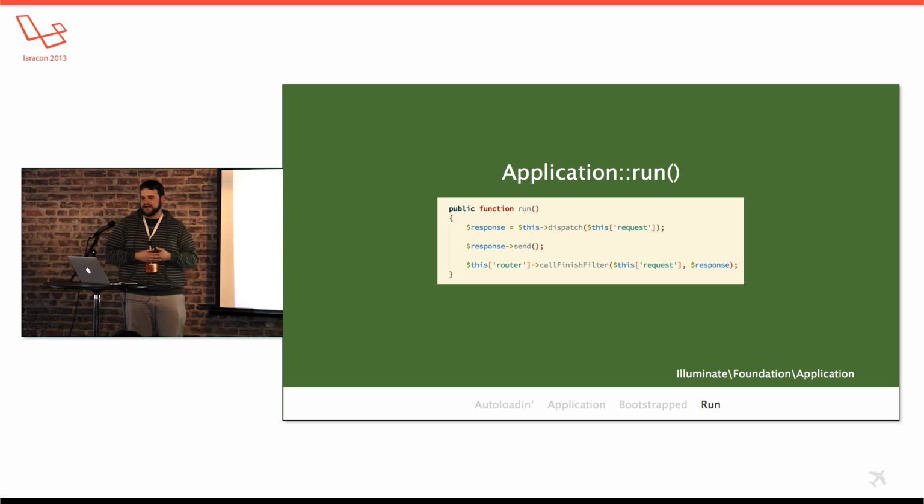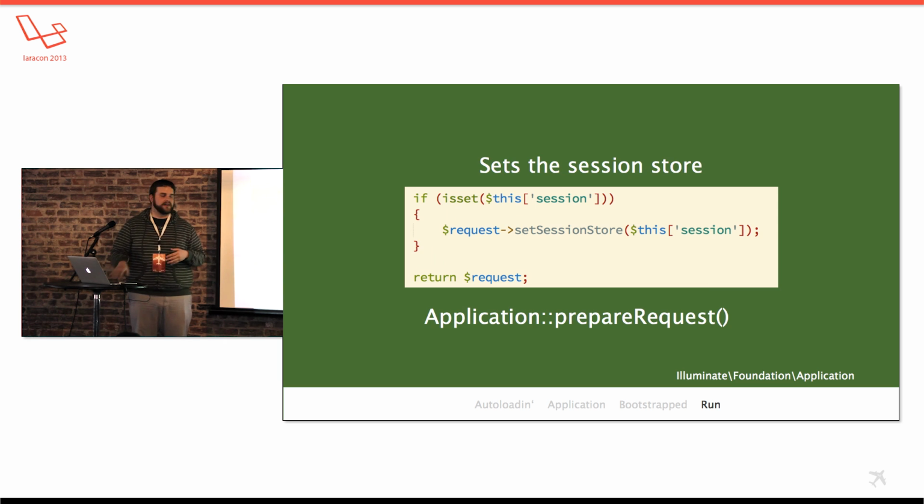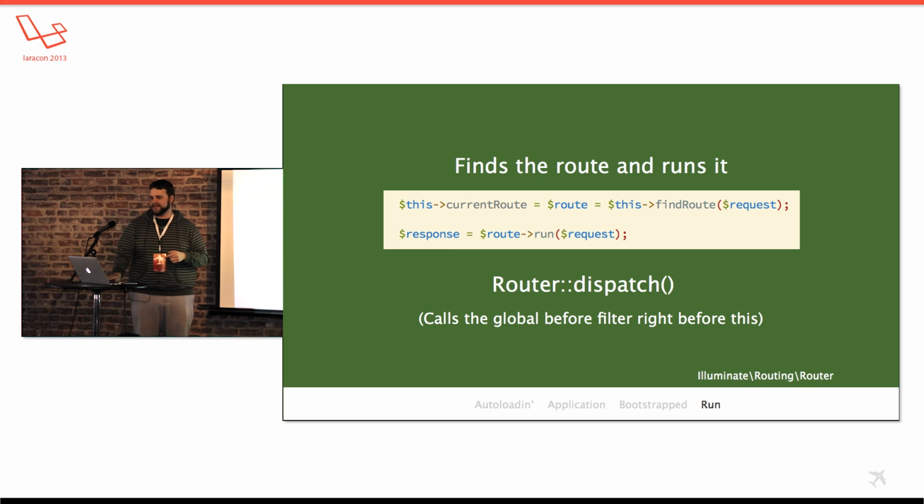Here's the run method. Essentially what it does is it calls this dispatch. And then the dispatch calls the router dispatch, which we set up earlier. It first checks if the session store exists, if we've created it, and then passes it to the request, and then dispatches that request to the router. It finds the route and runs it. There are all sorts of checks involved with it that I have spared you from, but essentially it just makes sure that the route exists, and if it doesn't, returns that kind of stuff. And then it runs the route. You can see that this is the router class at the bottom.